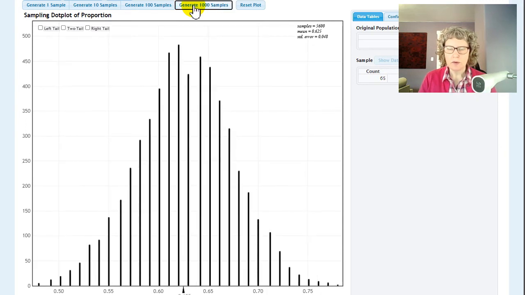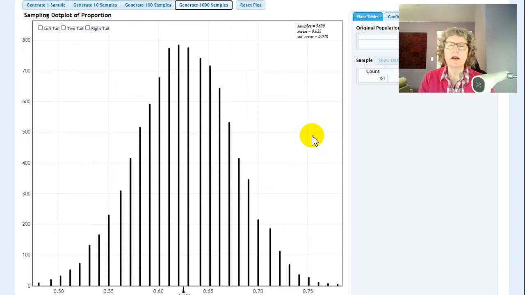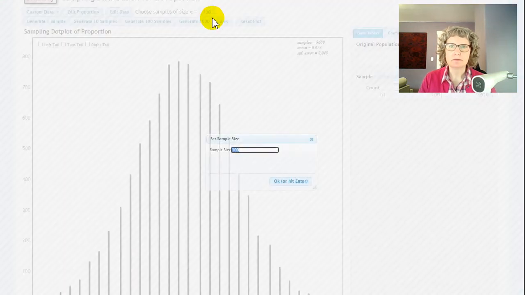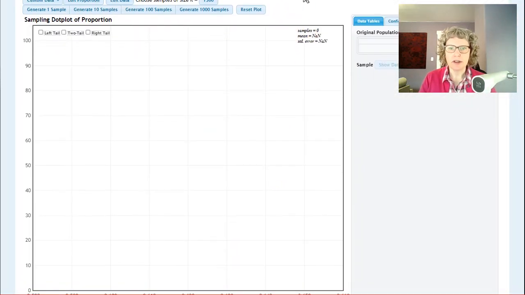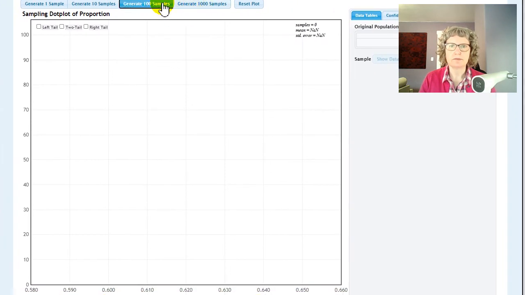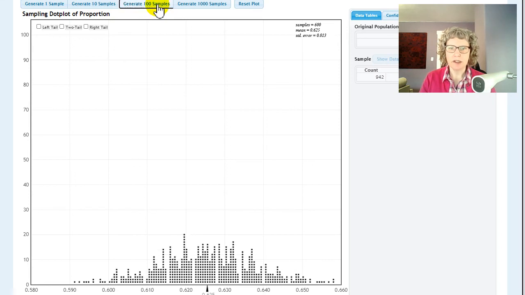Okay, so this definitely has a smaller standard deviation because it's now going from a little less than 0.5 to a little more than 0.75. So it definitely is coming in a little bit. And if you think of a typical poll, a political poll is usually around 1,500 people. So let's do that one. Let's see what happens. 1,500. And remember, each dot is 1,500 people.